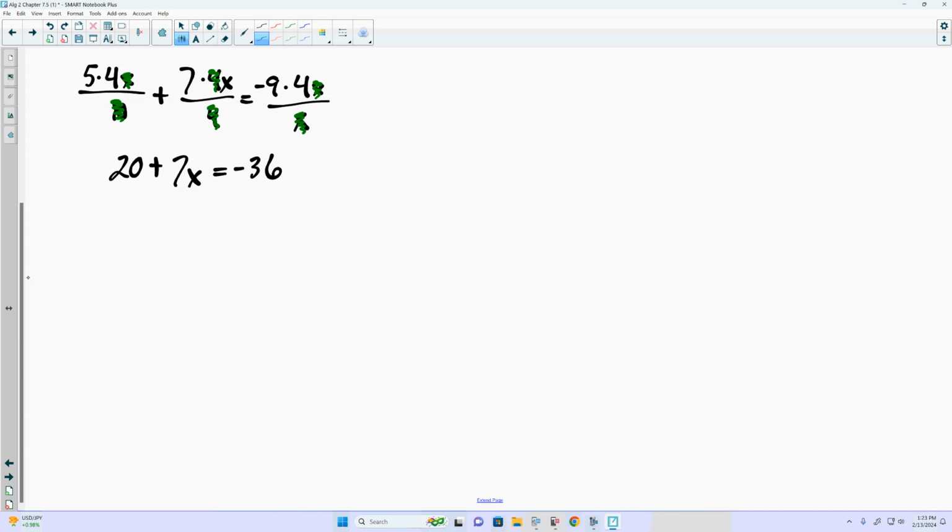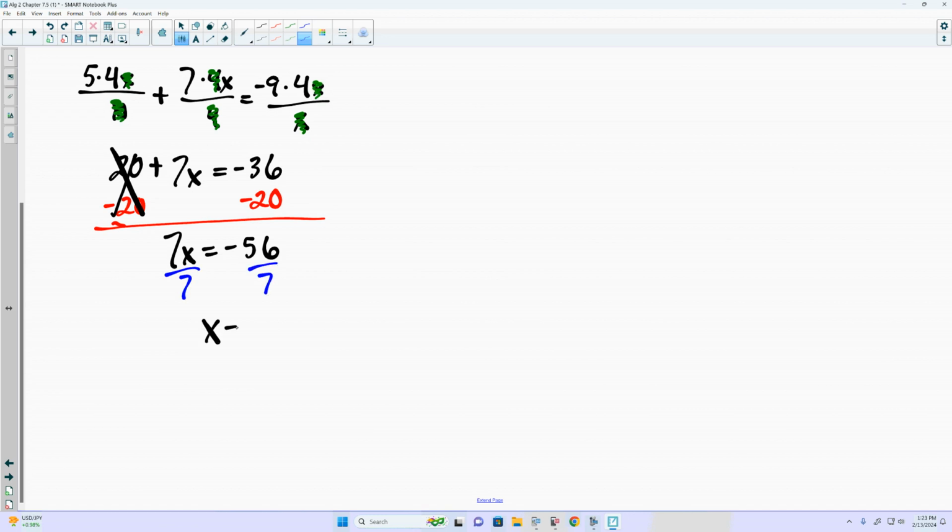Now this time, do we have an x squared term? No. Get x by itself. Minus 20 from both sides. These cancel, telling us 7x equals negative 56. Then we would divide by 7. Negative 8. And that's it.